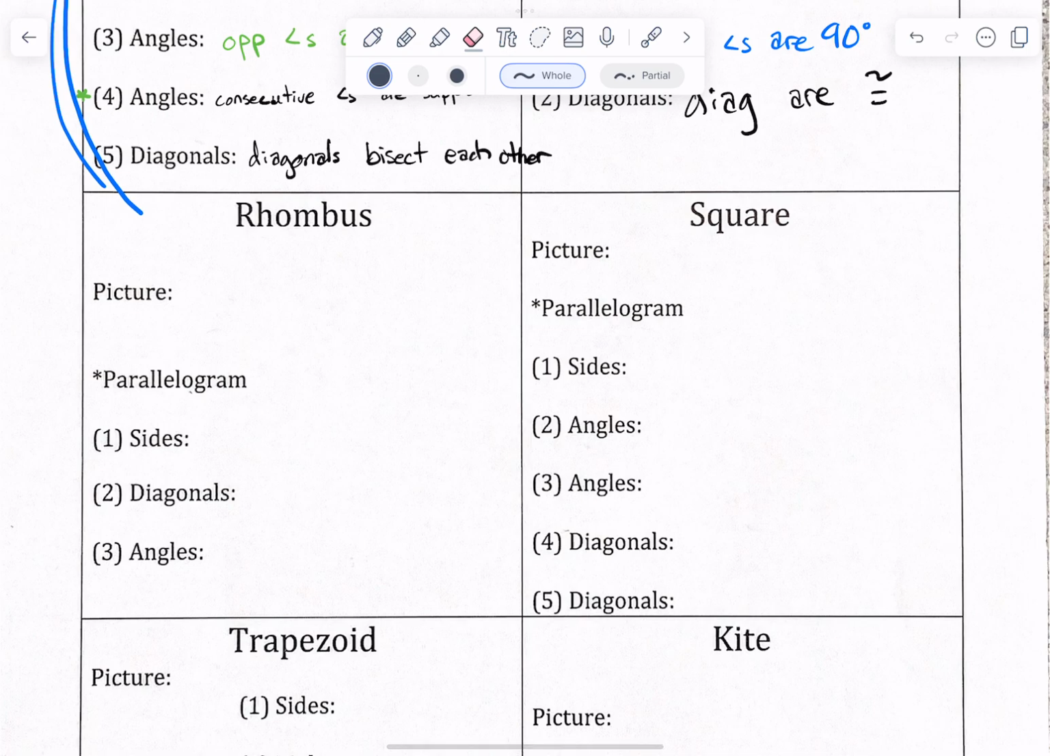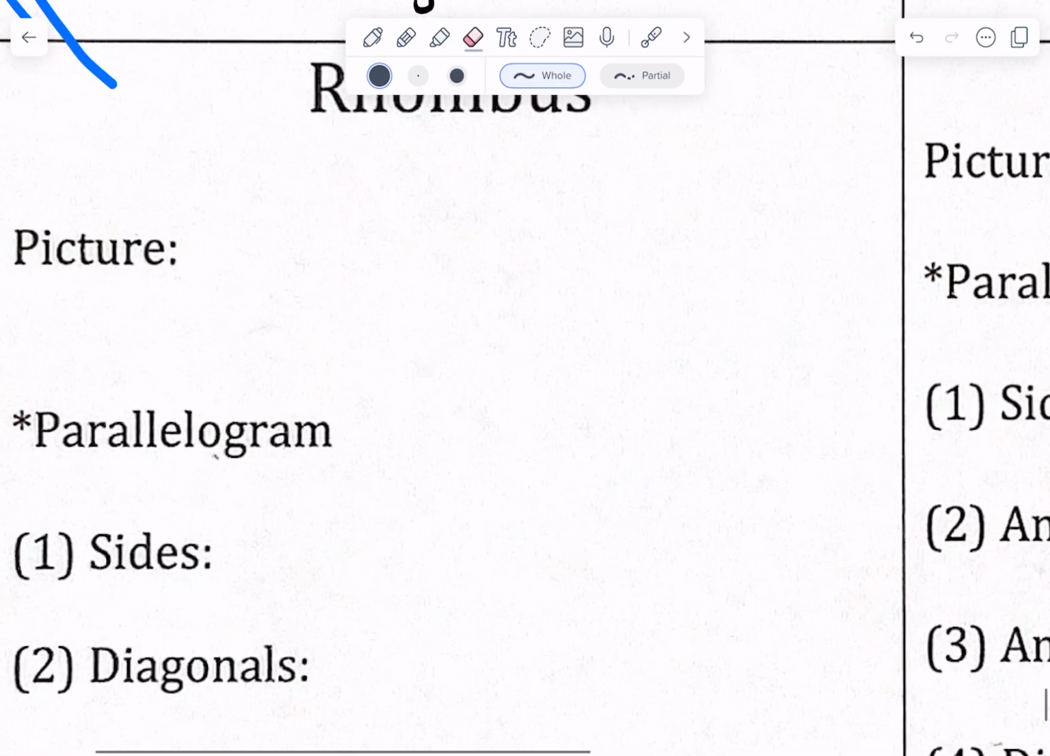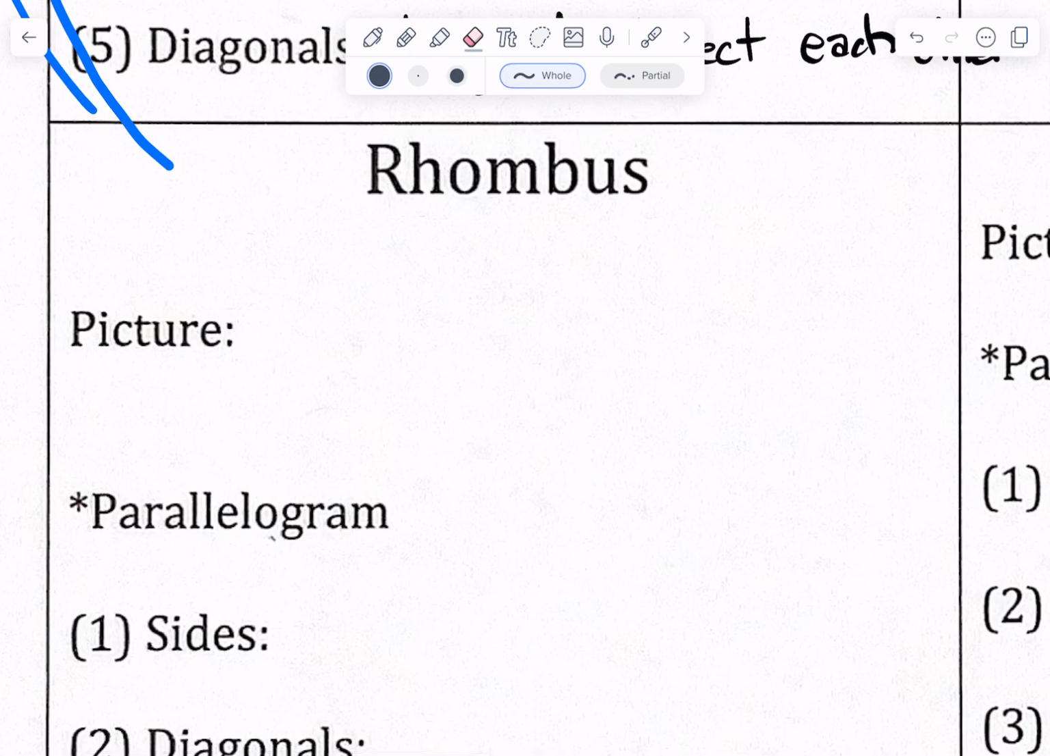Ready for rhombus and square? You got this paper? We're gonna fill these two boxes in. We'll do the first two examples and then we'll be done. Okay? Rhombus. Do you know what a rhombus is? A rhombus is a rhombus, right? But what is a rhombus?